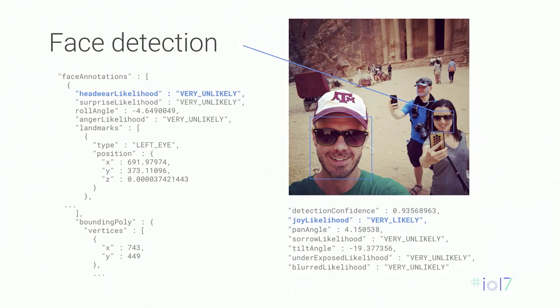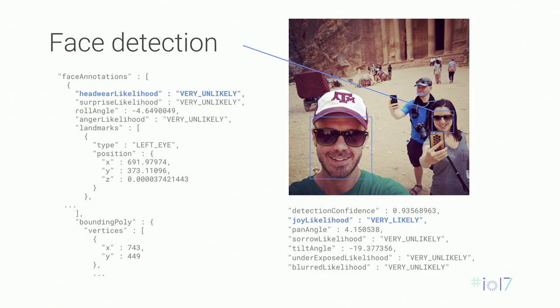This is a selfie I took with two teammates on a trip to Petra in Jordan last year. And it returns an object for each face found in the image. So this is just the response for my face. So we can see that for my face, it returns headwear likelihood, very unlikely, which is true. I'm not wearing a hat in the image, although my two teammates are. And then joy likelihood is very likely. I am smiling in the image. It also gives me a lot more data on where different features are in my face. So I can use that if I want to draw a box around the face in the image or something like that.